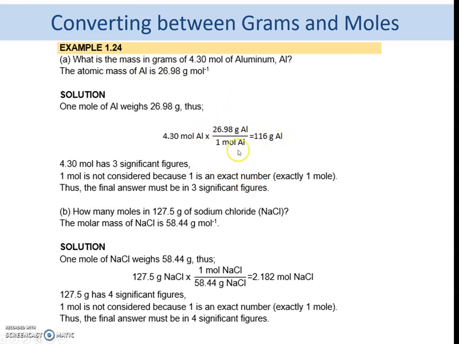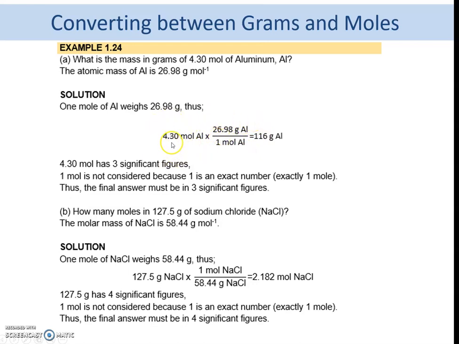Whenever you use the conversion factor here, the conversion factor is 1 mole of aluminium equal to 26.98 grams. That's why you put 1 mole aluminium as the denominator, because you want to cancel out this mole with this mole. Only then can you obtain your final answer in grams. That's why you put it this way. If you look here, 1 mole is not considered because it is an exact number, and the molar mass also is not considered for its significant figures.